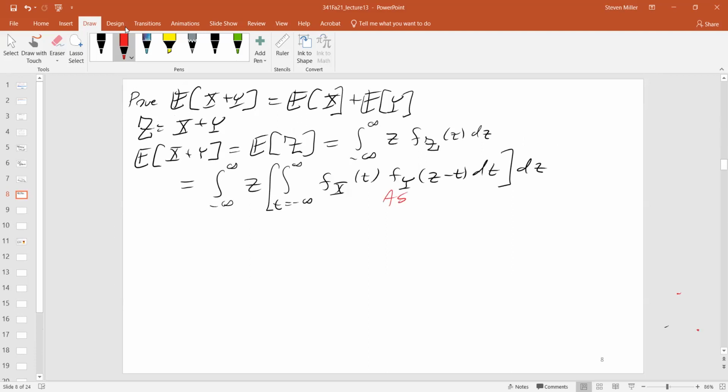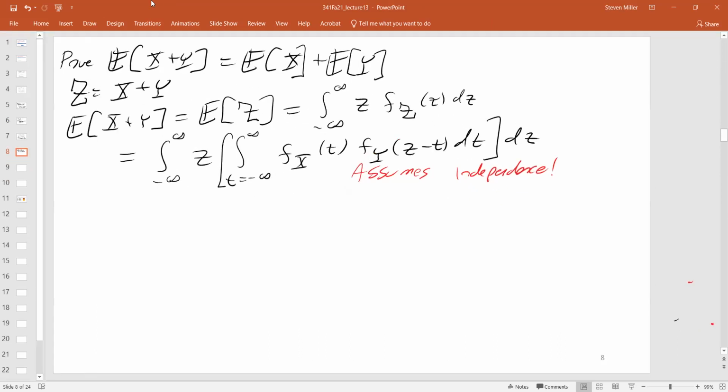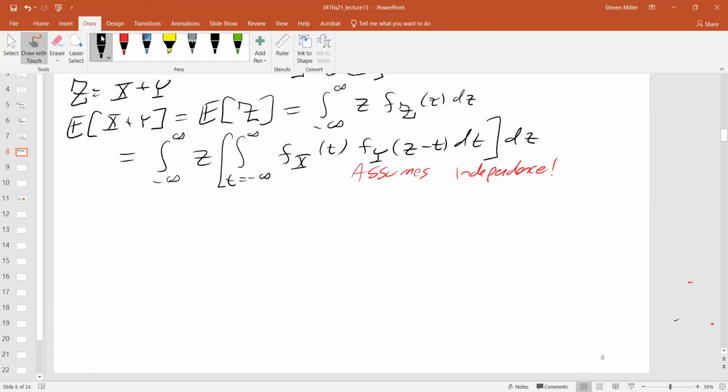So this assumes independence. So this is not going to be a proof that will work in general. This is a proof that will only work in the special case when they're independent.